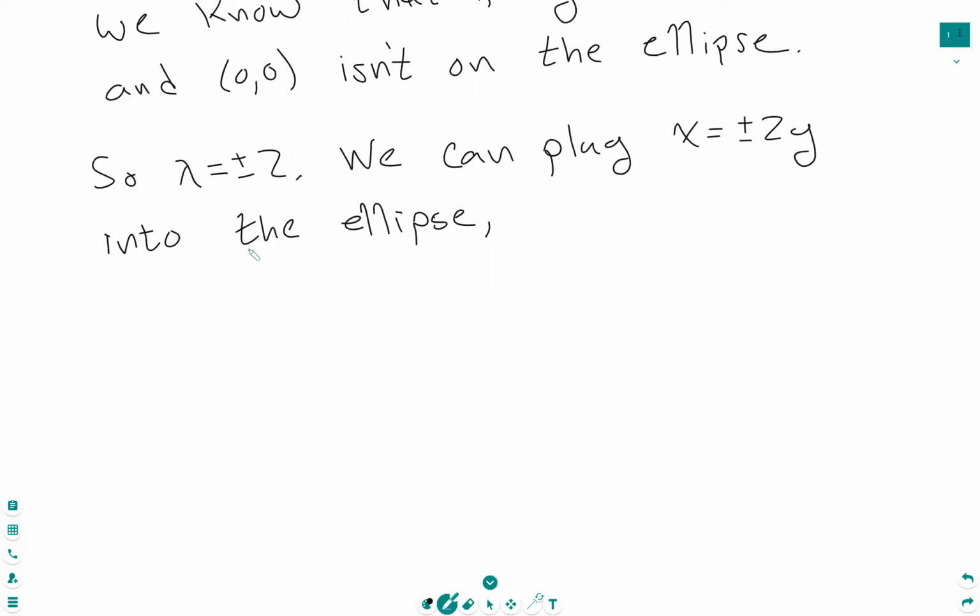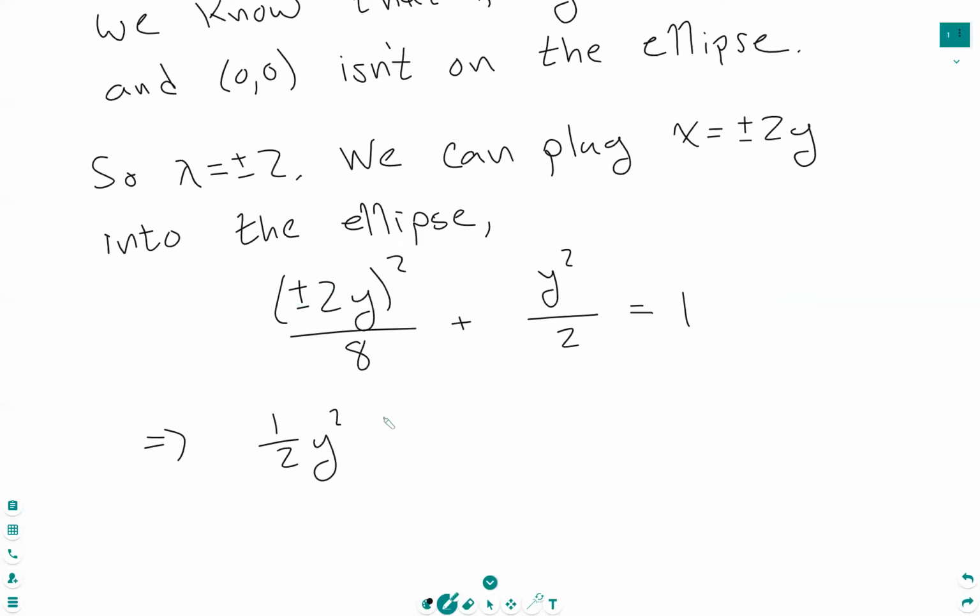So if I plug that in, I get plus or minus 2y squared over 8 plus y squared over 2 is equal to 1. So I can reduce this. This is 1/2 y squared plus 1/2 y squared is equal to 1, or that y squared is equal to 1, which means y is plus or minus 1.